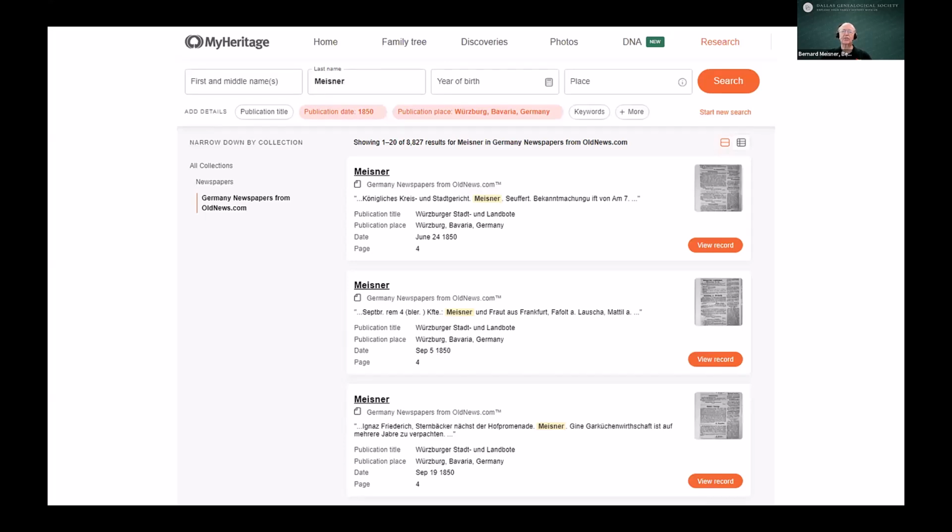MyHeritage also has a number of German newspapers, and I'm looking for Würzburg, which is again where the big city was, and looking for Meisner's, and it shows me some choices that they have. These are coming from their additional site they introduced last year, I think it was, Old News, which requires a separate subscription, or you can buy a combined subscription to all the MyHeritage part plus the newspaper section and a few others.